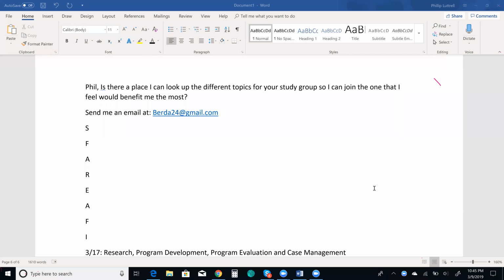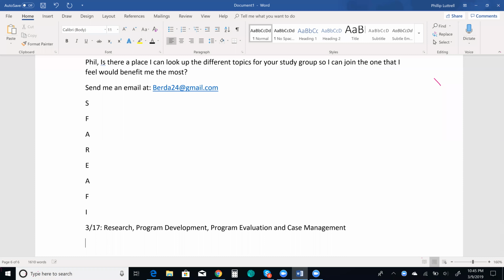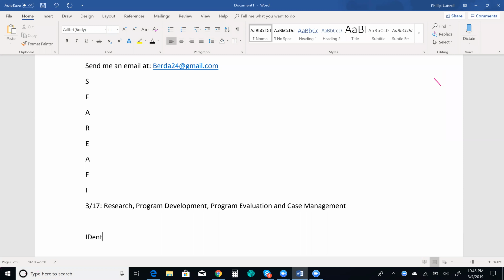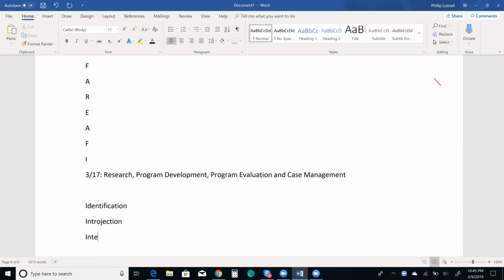Can you tell us the difference between identification, introjection, and internalization? Freudian defense mechanisms. Sure. So let's see. Okay, so whipping out the good old Freud, and since I'm not a supercomputer, let me whip out my Freudian notes, honestly. I have ideas of it, but I don't want to lie to you.